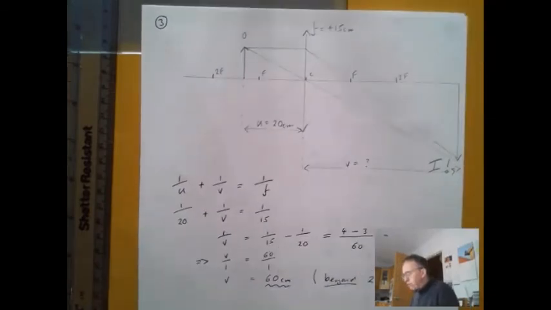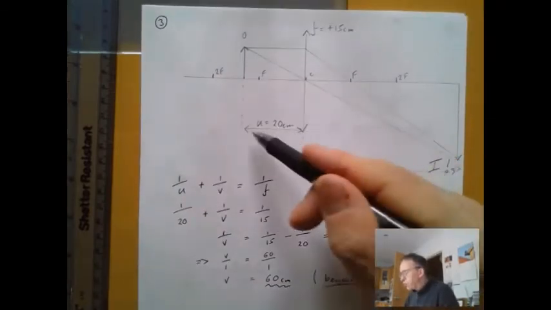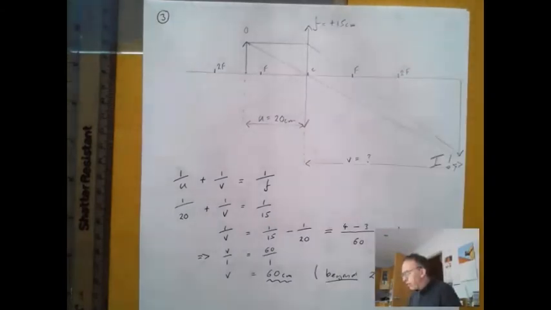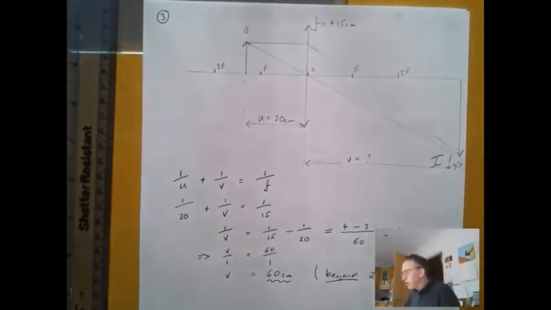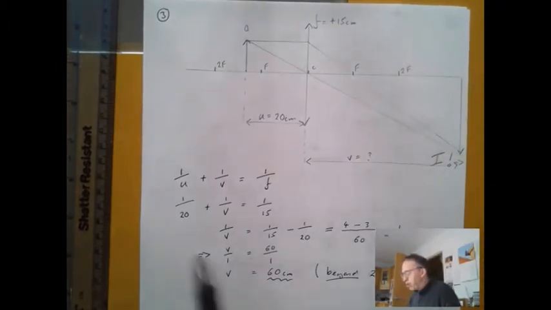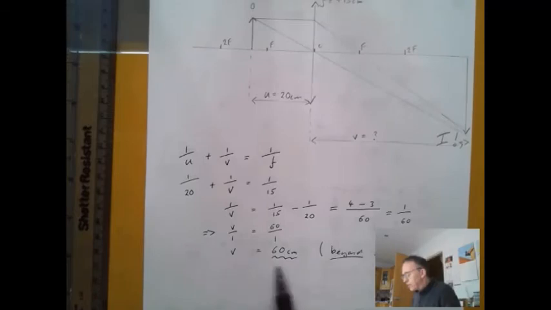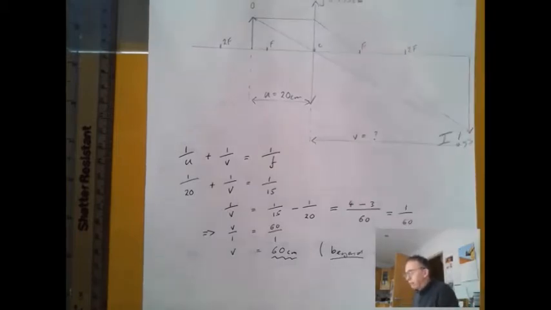Number 3, the object is at 20 centimeters. That's between F and 2F, and your sketch should remind you that that means that the image gets pushed out beyond 2F. When we do the equation on it, it works in the same way, and we get an image distance of 60 centimeters, which is in fact beyond 2F. Now, in each case, you can check back to your ray diagram to see if these actually agree.